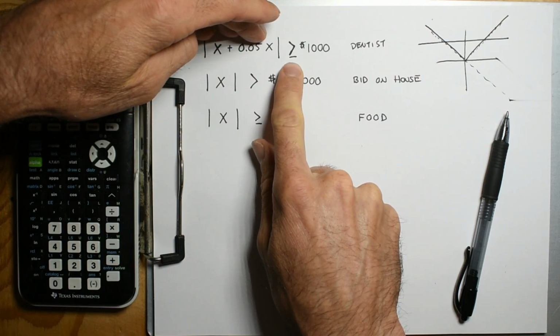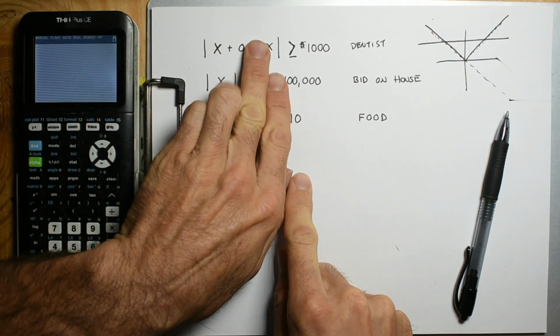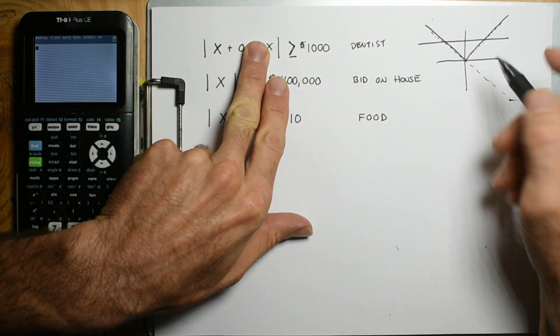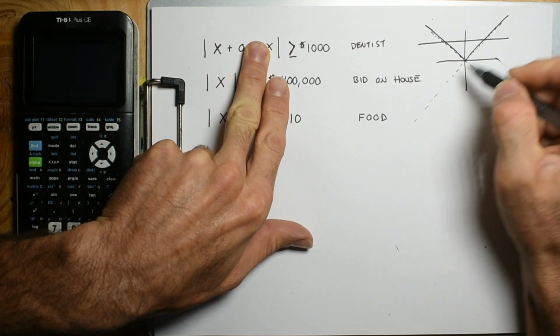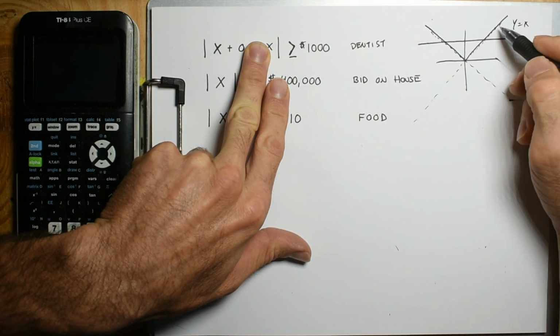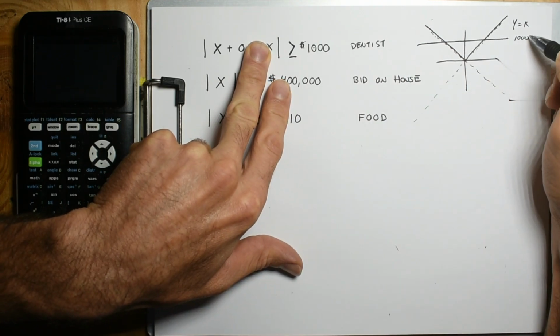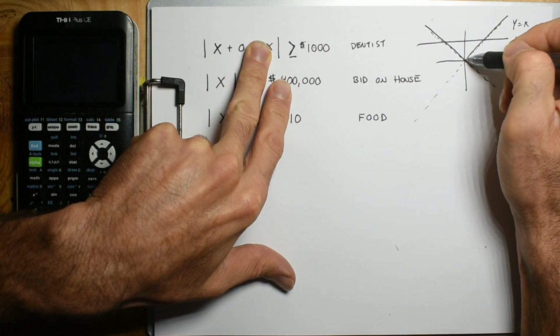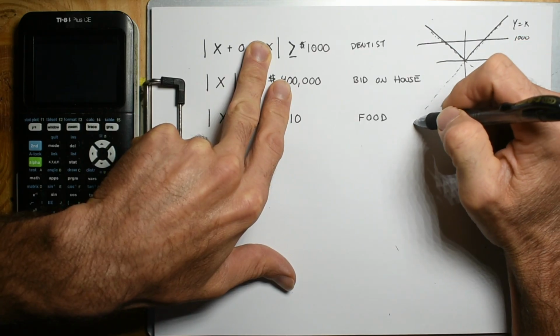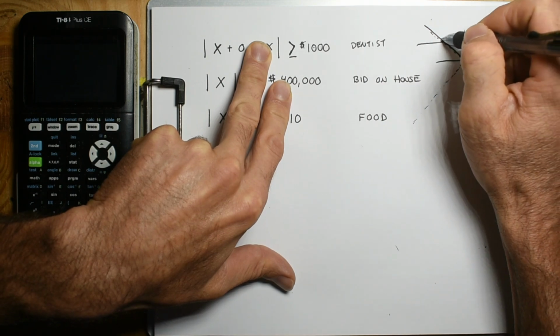Let's just drop this term, but you're basically going to have the equation of x. So y is equal to x on this side, and then right here is $1,000. And if I went into the negative money, that is what we're going to call positive money.